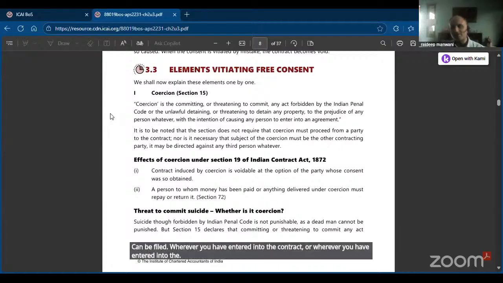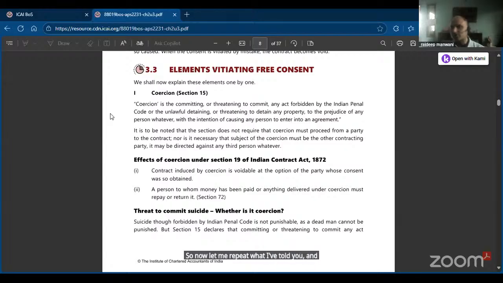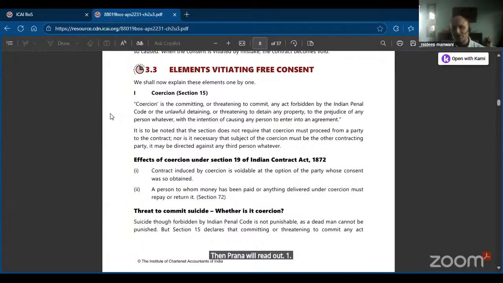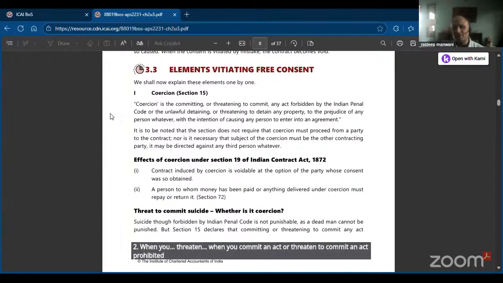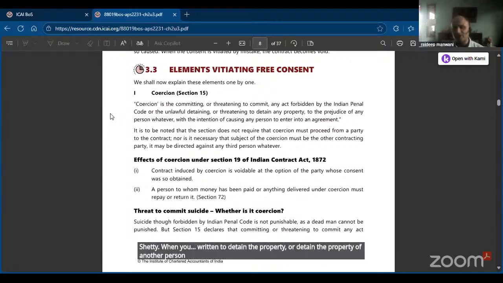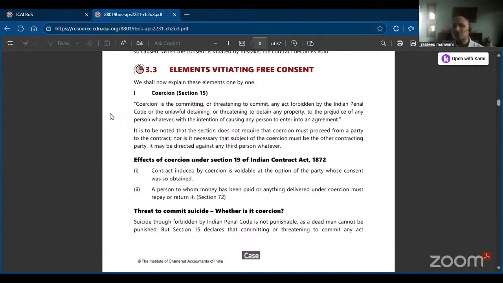So now let me repeat whatever I have told you, and this will end coercion from my side. Then Pranav will read out. One, coercion, section 15. Two, when you threaten or commit an act, or threaten to commit an act, prohibited by the Indian Penal Code. Case: Ranganayakamma versus Alwar Shetty. When you threaten to detain, or detain, the property of another person with a view to making him enter into a contract. Case law: Muttaiah versus Muralidharan.